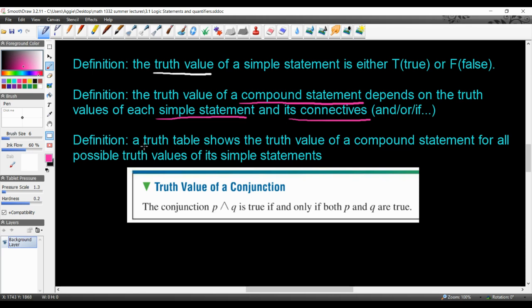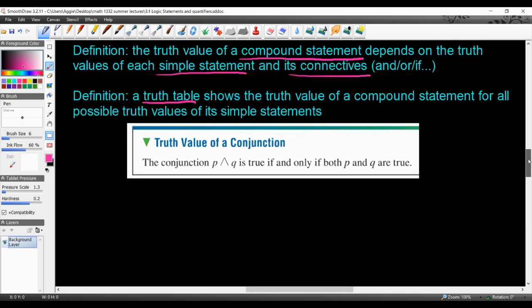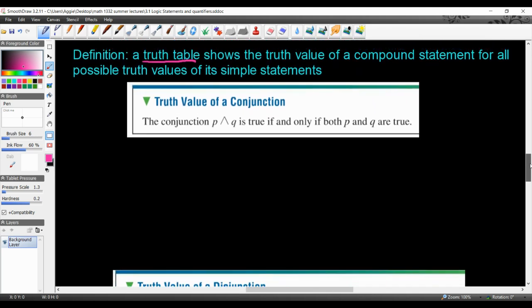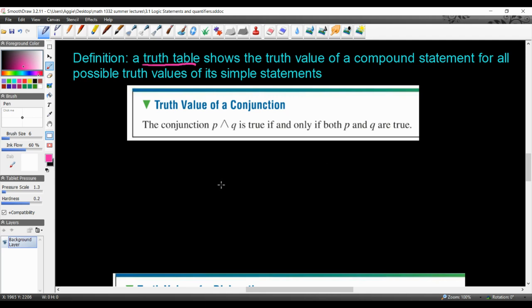And finally, a truth table shows the truth value of a compound statement for all possible truth values of the simple statements. I'm going to show you this in the next two definitions, which are directly from the book. The truth table is like a chart that shows all the possible values of a compound statement.